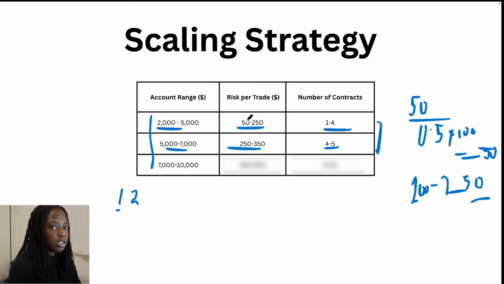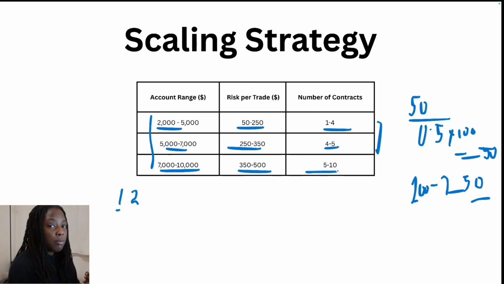You're using your delta to size for your risk, and assuming your risk is $1 each time you enter the trade, you're protected, right? So when you now get to the $7,000, $10,000 phase, your risk can then slightly increase gradually to $350 to $500, and then you're able to trade anywhere from 5 to 10 contracts, depending on the name, depending on the tickers that you're going to trade.